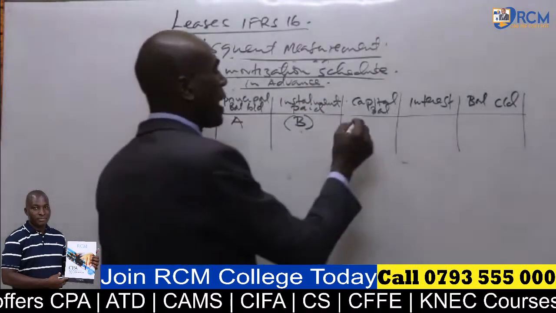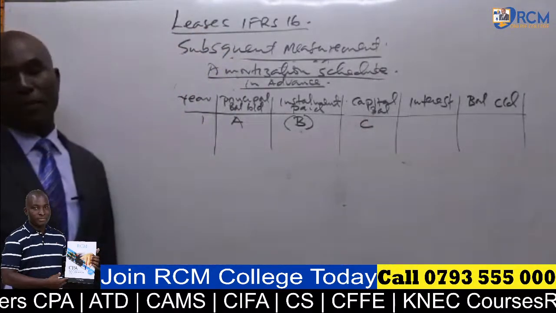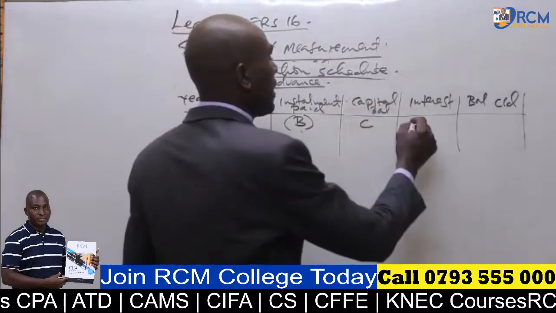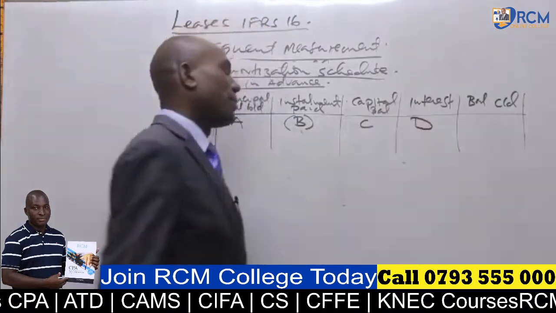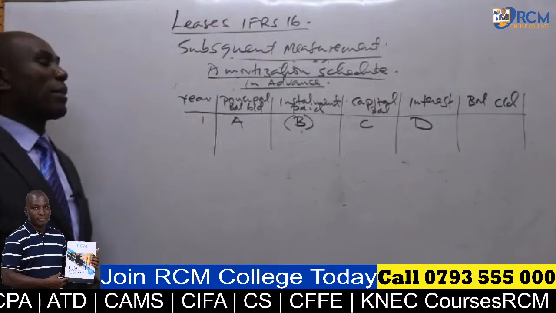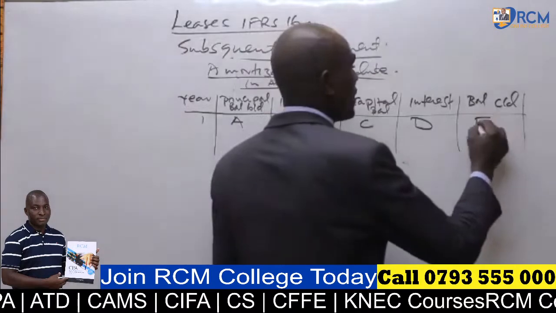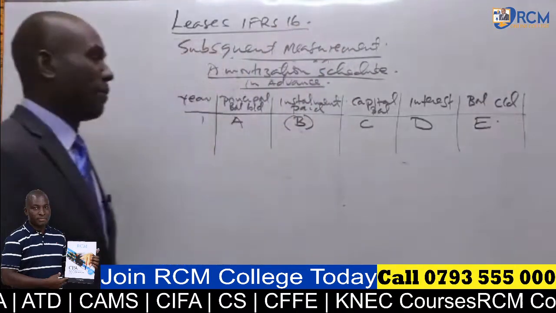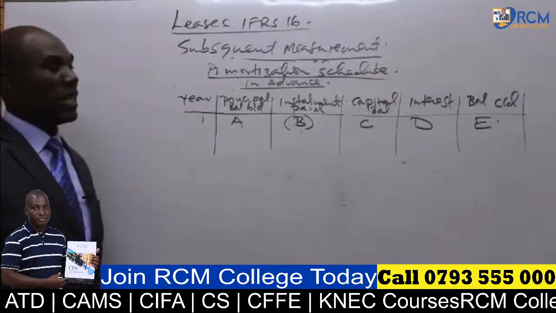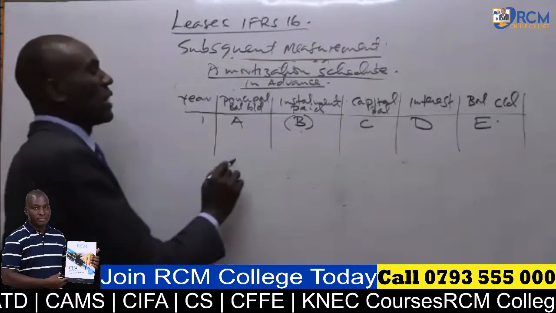Then I get capital balance, let me call it C. Then I charge interest based on the capital balance. That is, let me call it D. D for dog, capital interest. Then I get my balance carried down, which is E. Therefore, if I want to amortize, how am I going to get these values?